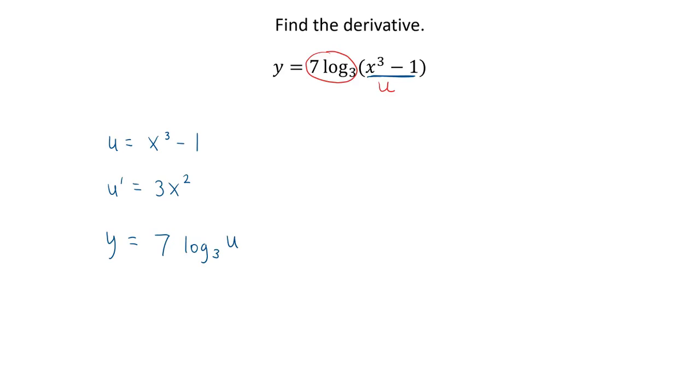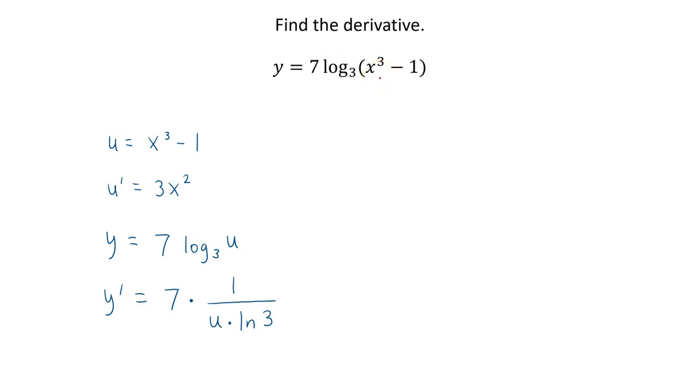And if u is x cubed minus 1, that means y, our outside function, is 7 times log base 3 of u. And the derivative of y is 7 times the derivative of log base 3 of u. So we have 7 times 1 over u times ln 3.